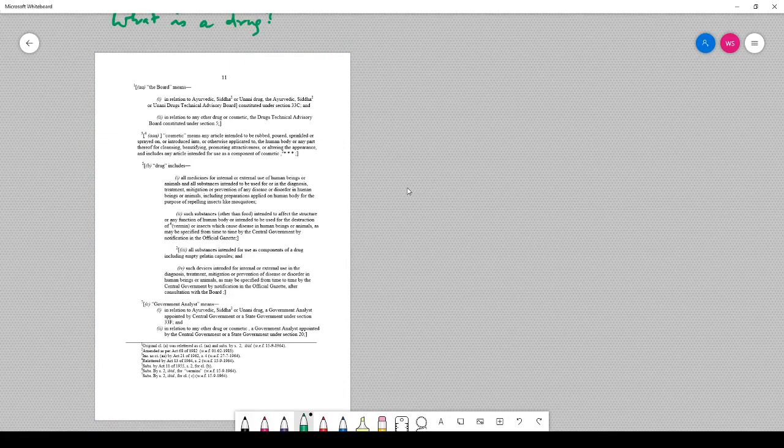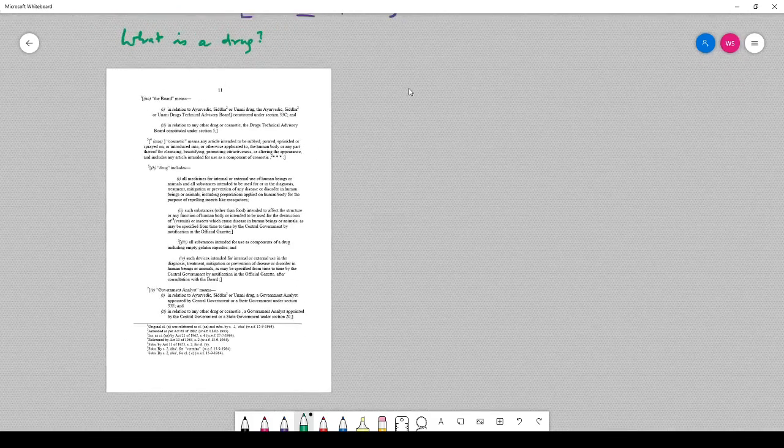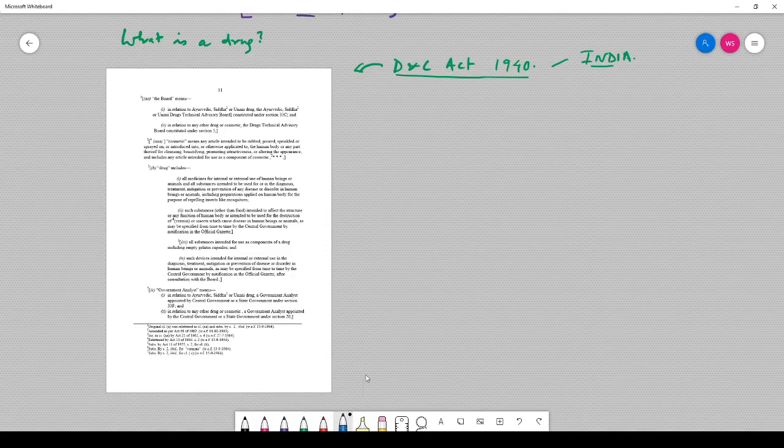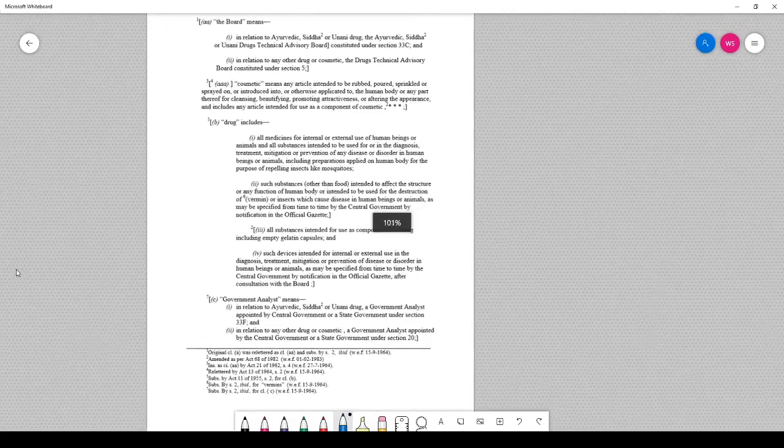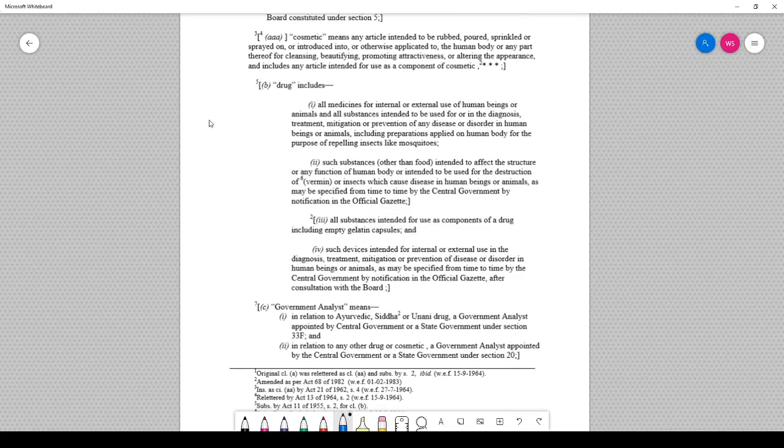Okay, so we are trying to define what is a drug. So for that we have pulled up the official copy of the Drugs and Cosmetics Act 1940. And this Drugs and Cosmetics Act 1940 is of the country of India. So this is a legal document that defines what a drug is. Let's look at what the document says. So these are the definitions given for a drug. So this is the legal definition of a drug.